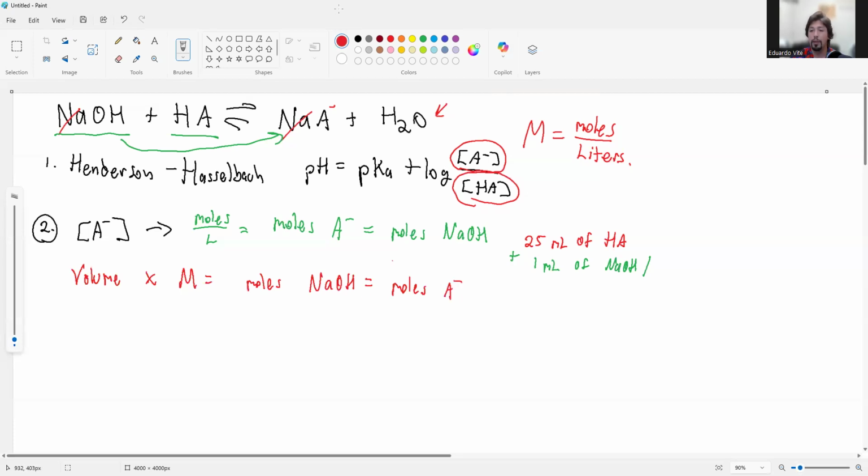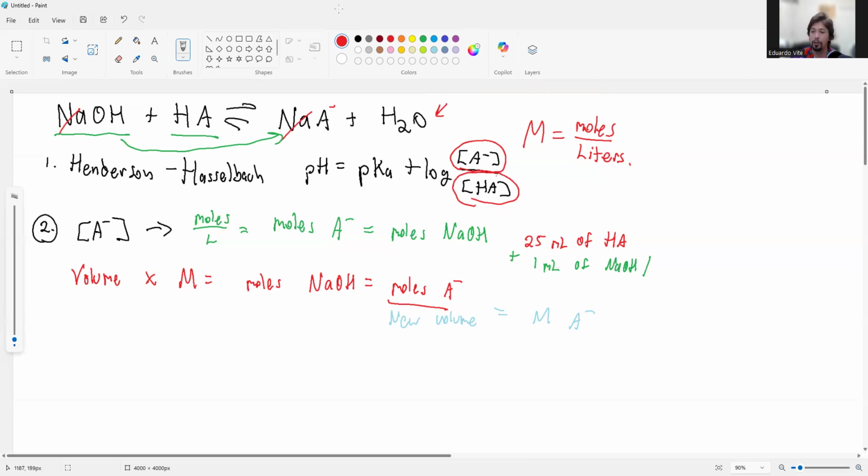And these new moles of A minus should be divided by your new volume after addition. So 25 plus 1 would be 26, and that will give you your new molarity of A minus. And this molarity of A minus is for every addition.